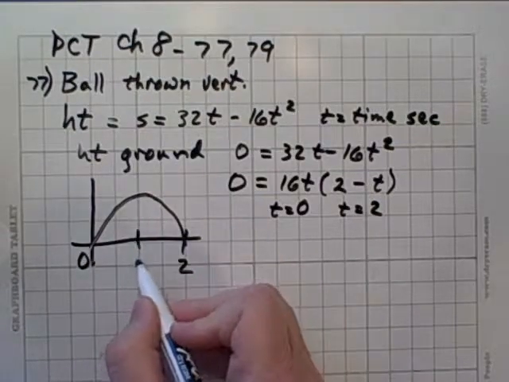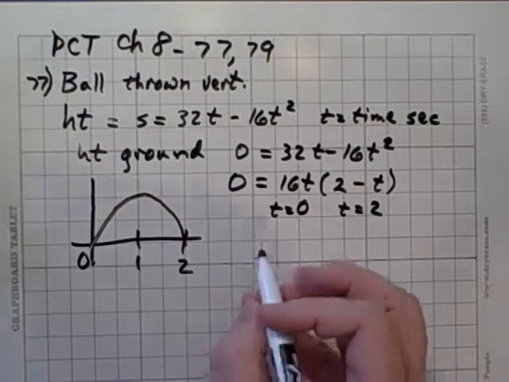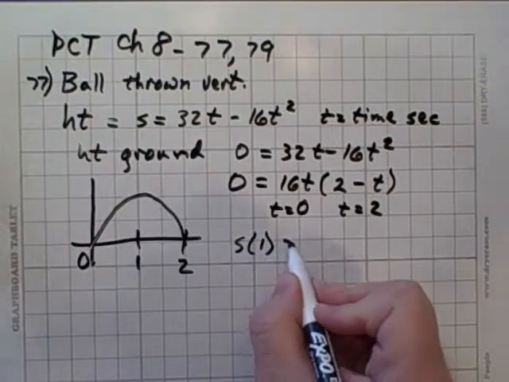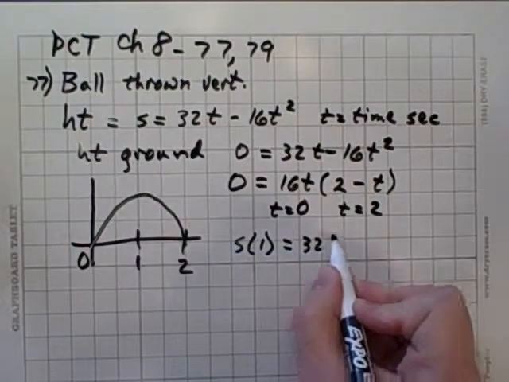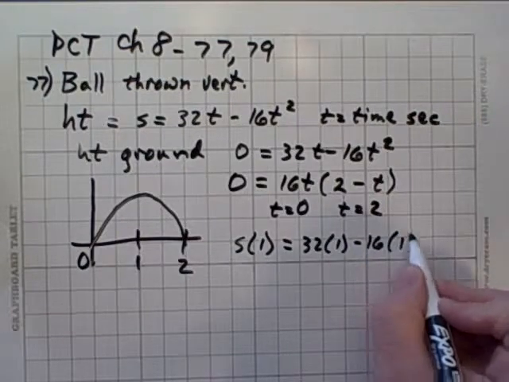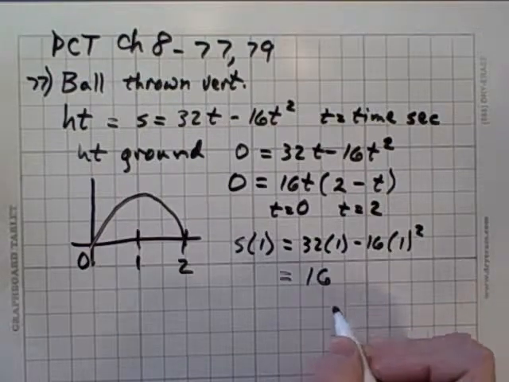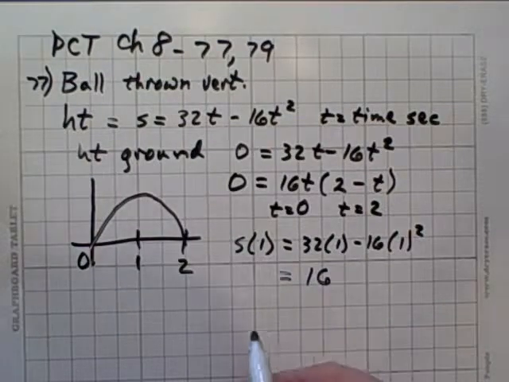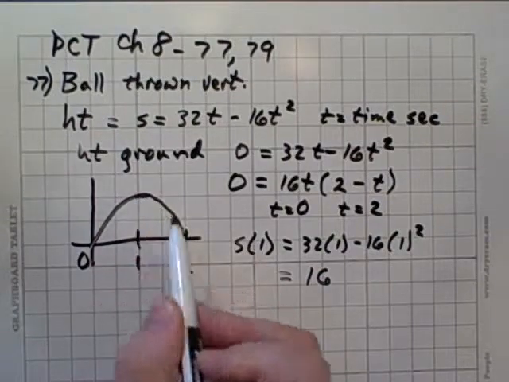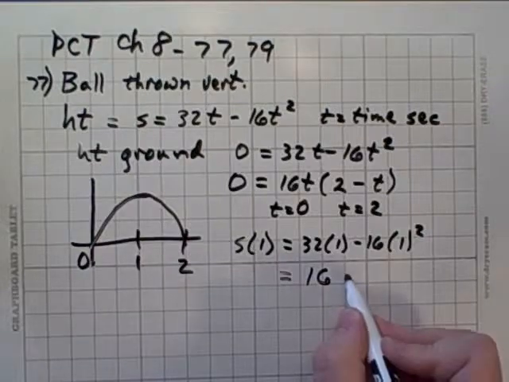So when does it have a maximum height? Well, it would be at 1. And so if we substitute 1, we would get 32 times 1 minus 16 times 1 squared. Yes, that comes out to be 16. And therefore, we can tell by the symmetry of the graph, it's at its maximum height at 1 second, and the height is 16 feet.